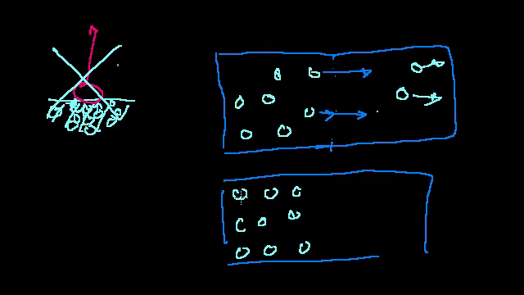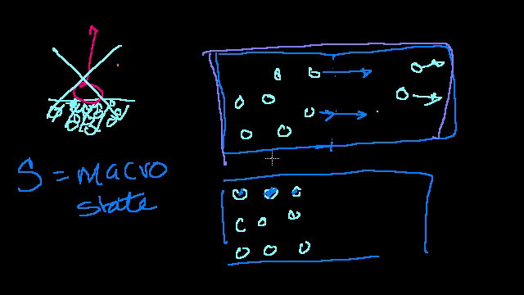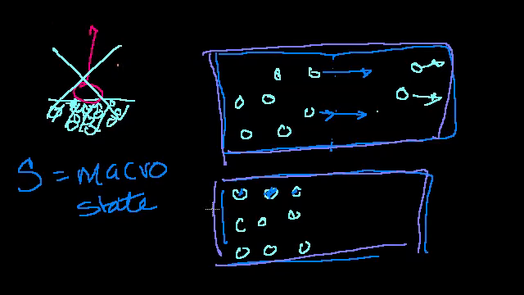Even more, and I want to make this very clear, S is a macro state. We never talk about the entropy of an individual molecule. If we know what an individual molecule is doing, we shouldn't be worried about entropy. We should be worrying about the system as a whole. So even if we're not looking directly at the molecules, we won't even know that this happened.